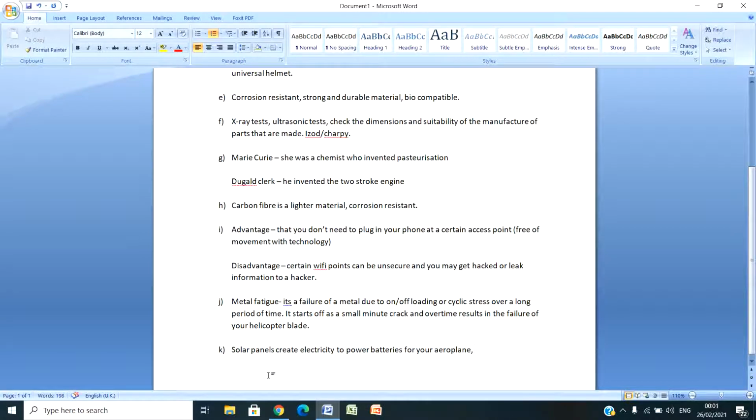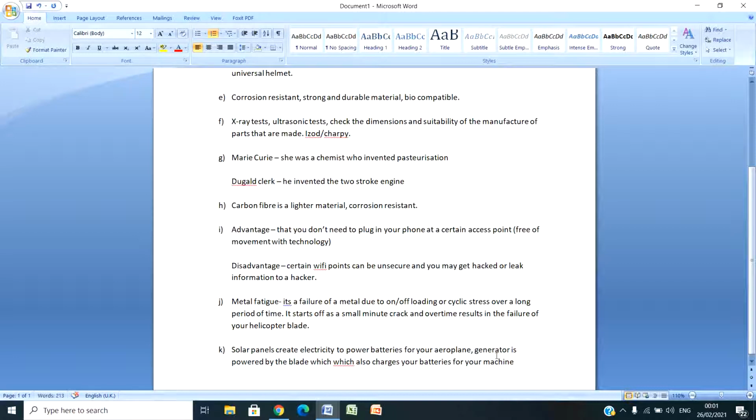Okay, and again, you can bring in some of your knowledge from the hybrid vehicles. You could say that a generator is powered by the blade, which also charges your batteries for your machine.